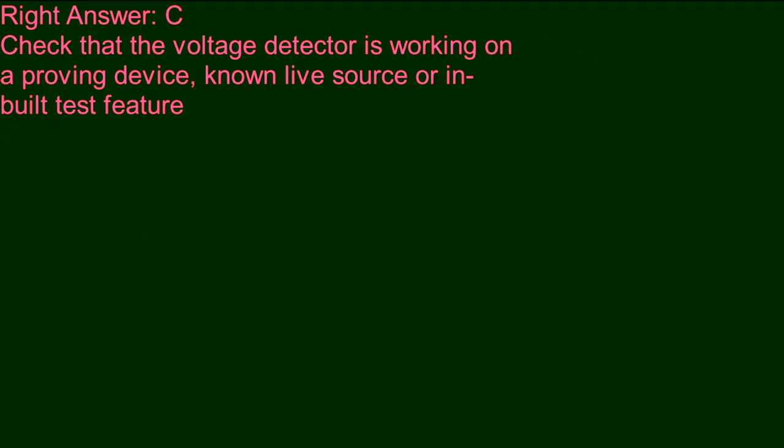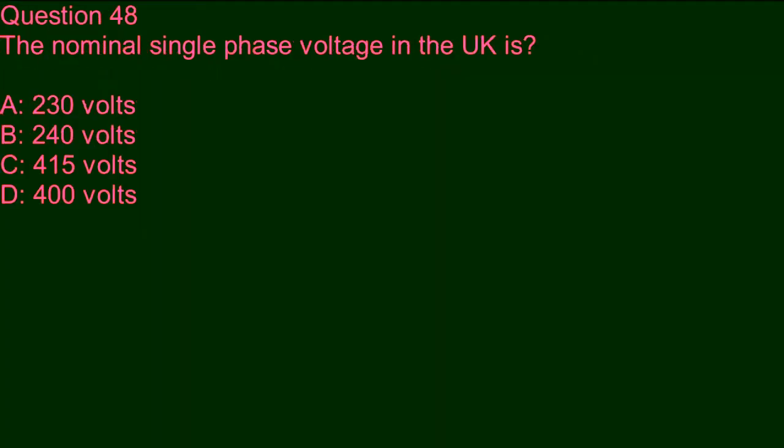Question 48. The nominal single-phase voltage in the UK is A. 230 volts. B. 240 volts. C. 415 volts. D. 400 volts. Right answer, A. 230 volts.